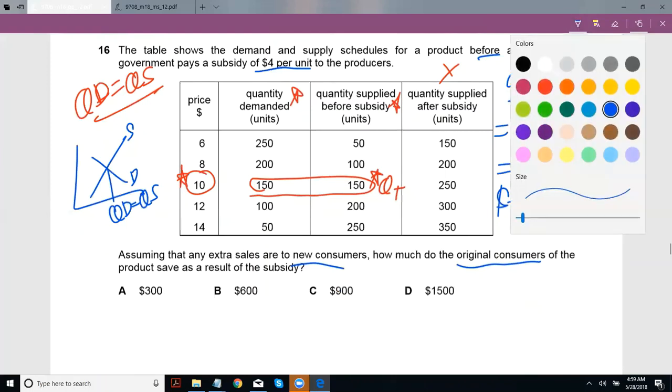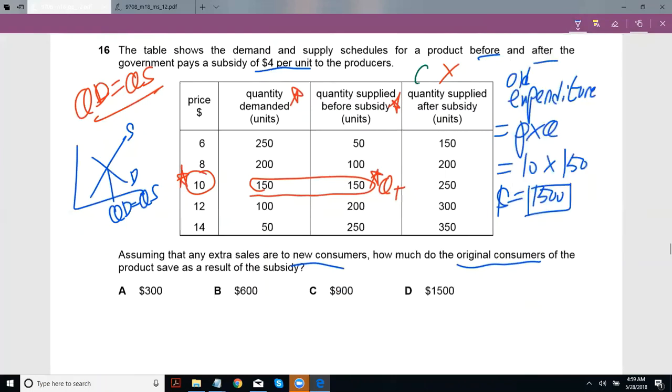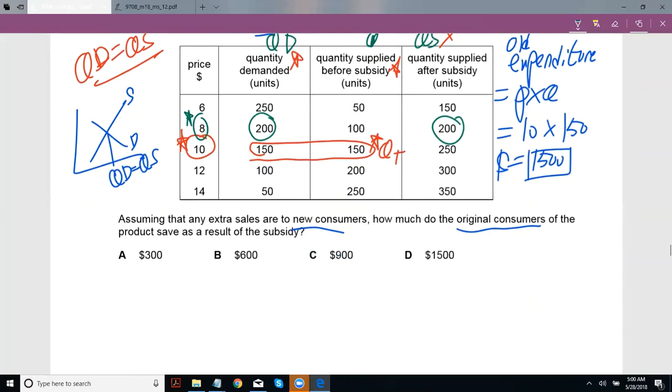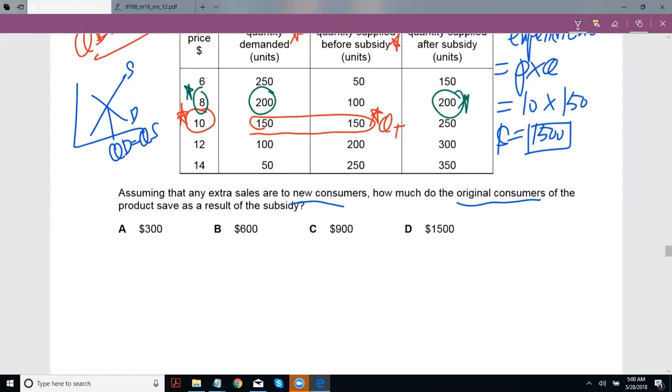Now what happens now? You have to first figure out the new equilibrium where quantity supplied and quantity demanded are equal. That's 200 and 200. So the new equilibrium is 200 units at price 8. However, they've asked us to assume that the additional sales are to new consumers, which we don't care about. We care about the original consumers. So we'll assume that the original consumers are still buying the 150 units. The extra 50 units that we see here are to new consumers. We don't care about them. So we're assuming the old consumers still buy 150 units at the price, which is 8.